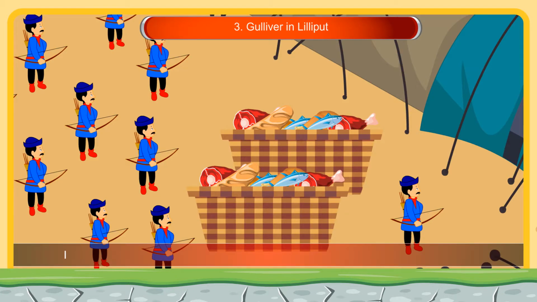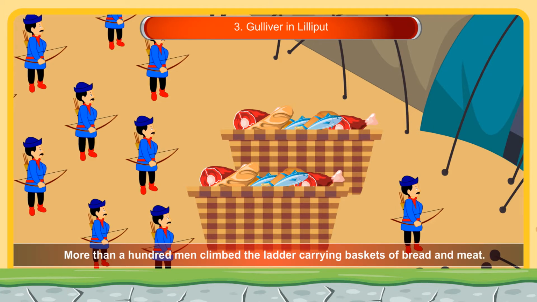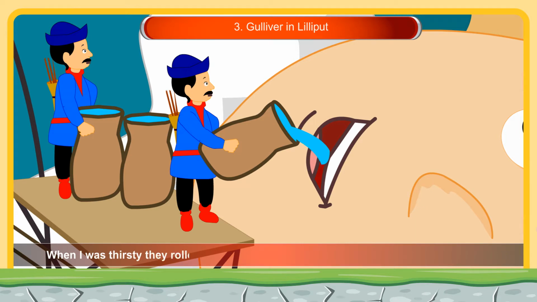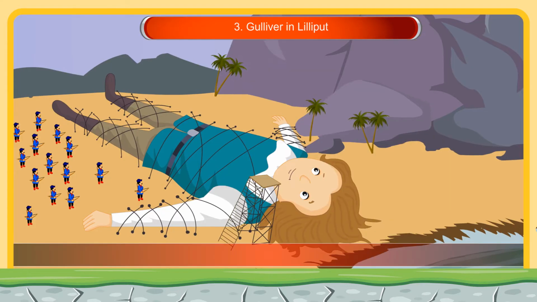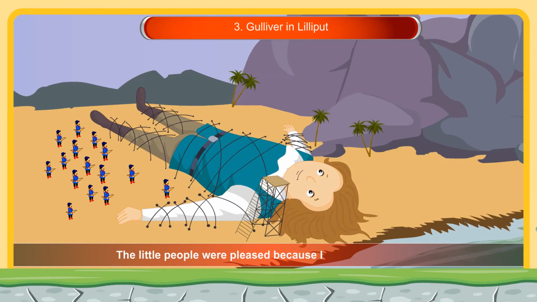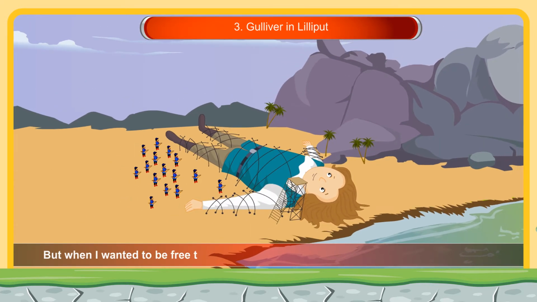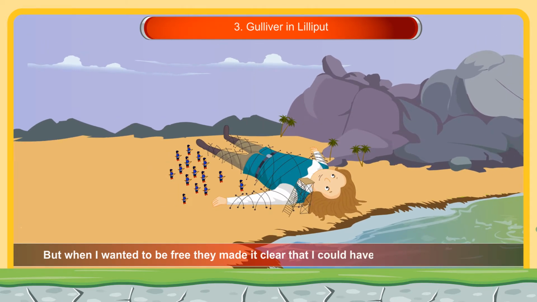More than 100 men climbed the ladder, carrying baskets of bread and meat. Their loaves of bread were so small that I ate 3 of them at a time. When I was thirsty, they rolled a barrel close to my head. It held about half a pint of wine. The little people were pleased because I had eaten their food. But when I wanted to be free, they made it clear that I could have food but not my freedom.